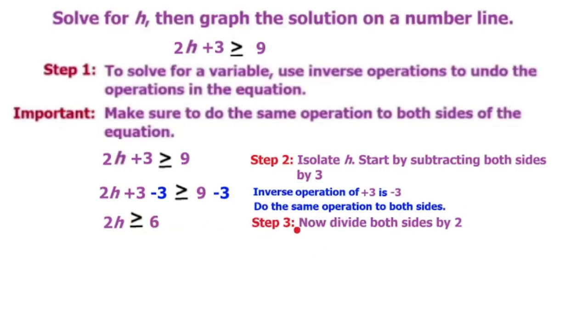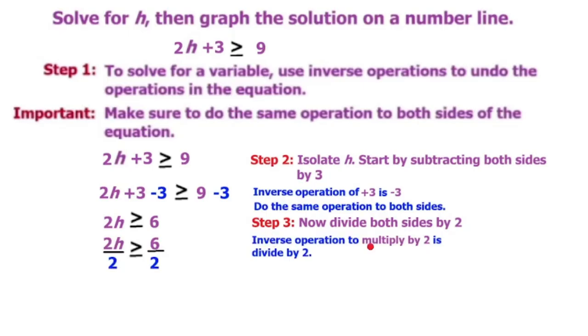So now step 3. Now to isolate h even further, we need to divide both sides by 2, right? Because h is being multiplied by 2 here. So we know that the inverse operation to multiply by 2 is divide by 2. So we're going to divide by 2, okay, on both sides. So the 2's cancel out, right? 2 over 2 is just 1. So you could just cancel them out. So now we're left with h is greater than or equal to 3 because 6 over 2 is 3.